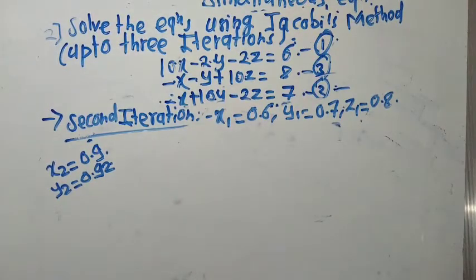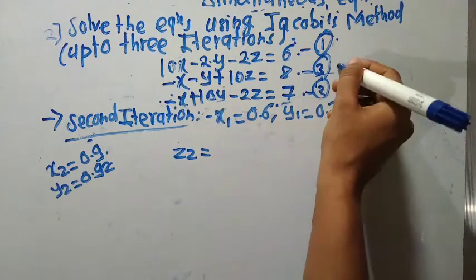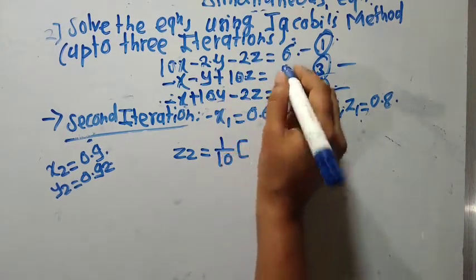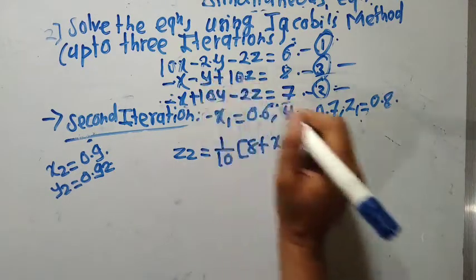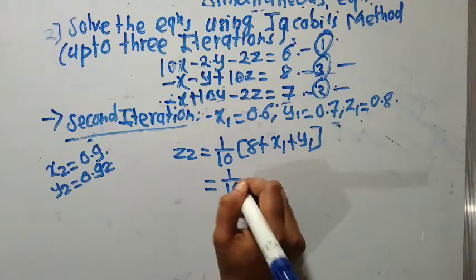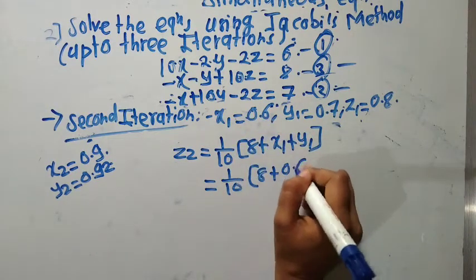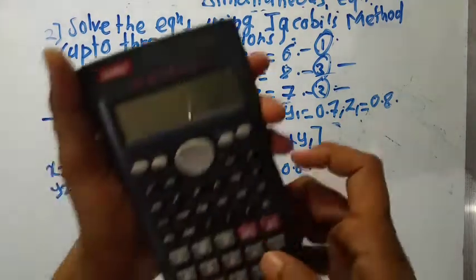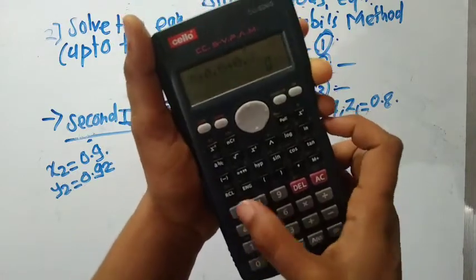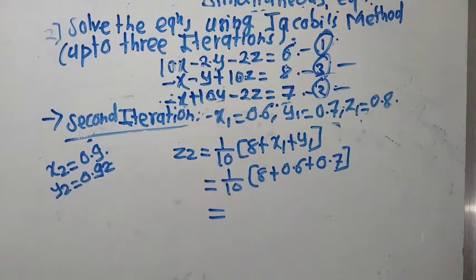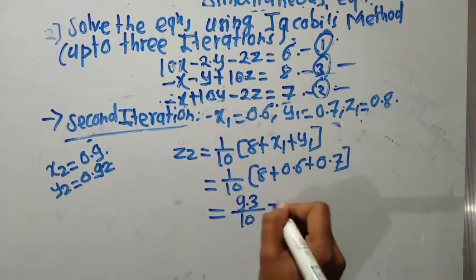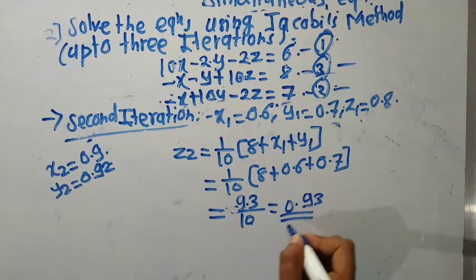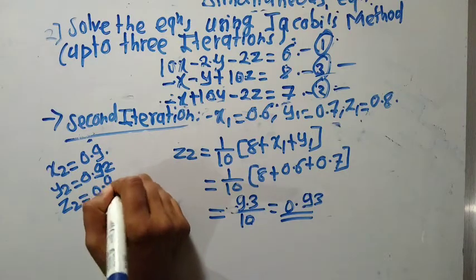Then find out z2. So z2 is found by the third equation, 1 by 10, 8 plus x1 plus y1, which is equal to 1 by 10, 8 plus 0.6 plus 0.7, which is equal to 9.3. 9.3 divided by 10 is 0.93. So z2 is equal to 0.93.